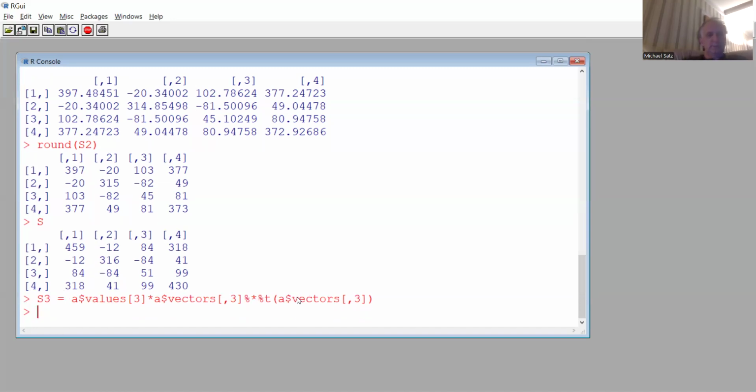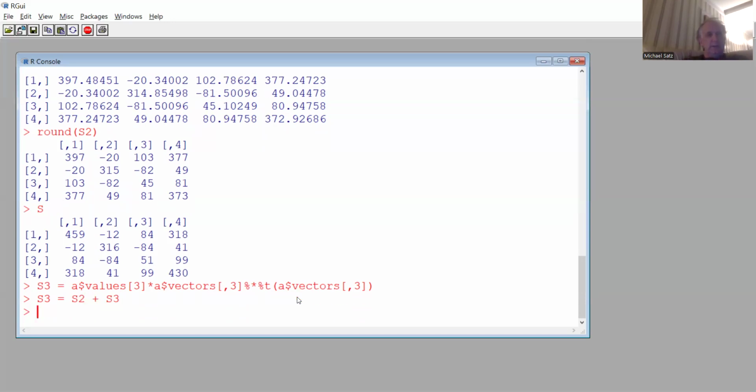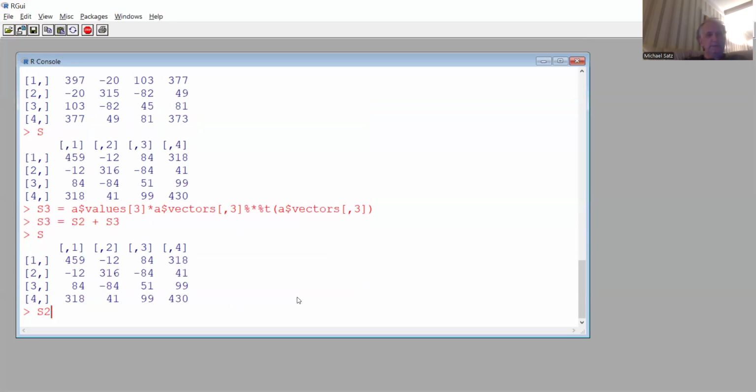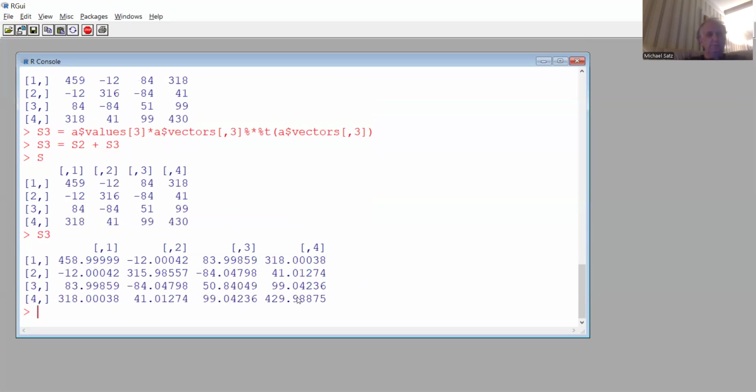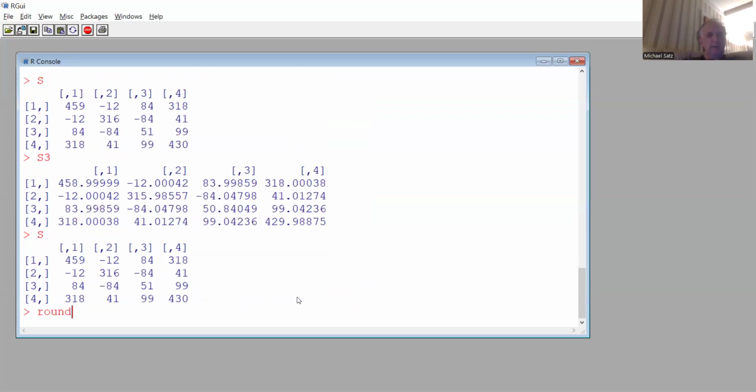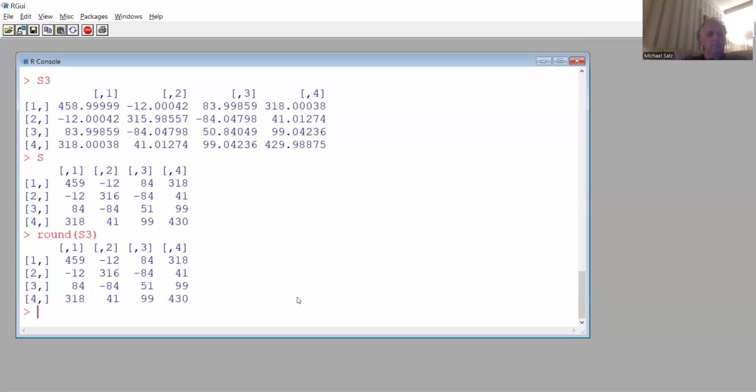Let's do one more. S2 was the best 2 rank one, so let's make S3 the best 3 rank one. We'll say S3 equals S2 plus S3. Let's look at S, and let's look at round S3. Look at that. The first row is right when rounded, no decimals. Second row is right. Third row is right. Fourth row is right. Pretty good, just leaving out that last component.